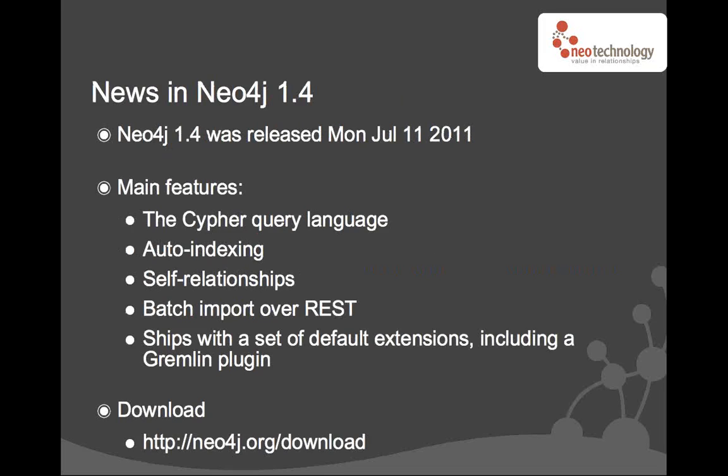We just released Neo4j 1.4 2 days ago, and the main features are listed here. You can Google Neo4j 1.4 and you're going to get to the blog post. Cypher, we already talked about. Self-relationships creates loops within nodes. You can create a relationship from one node to itself. And we ship with a number of default extensions, including a Gremlin plugin, which we previously looked at a simple Gremlin query.